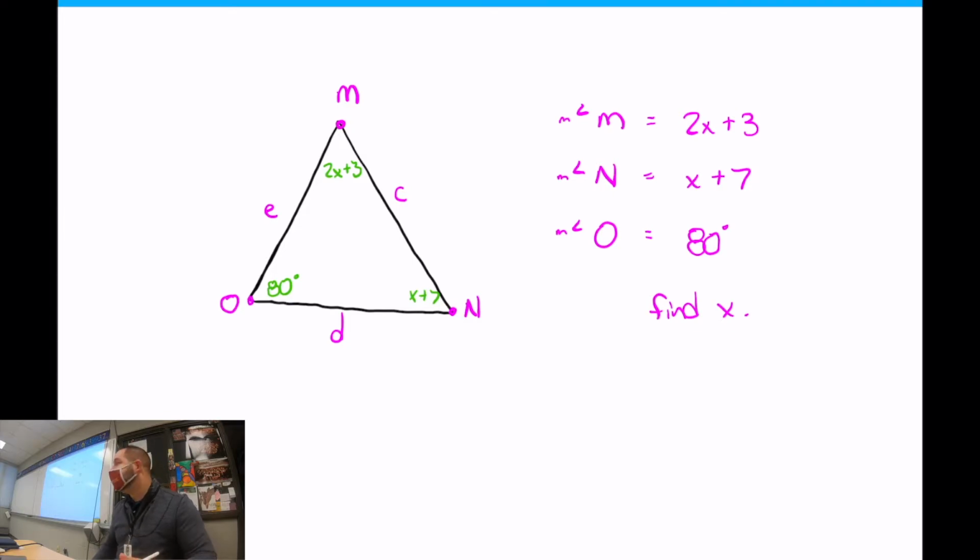Okay, so what do we need to do? Who's got an idea? Please. You get them all together to equal 180? Yeah. It's a triangle, right? Triangles have to add up to be 180. They didn't give me any other stipulations.